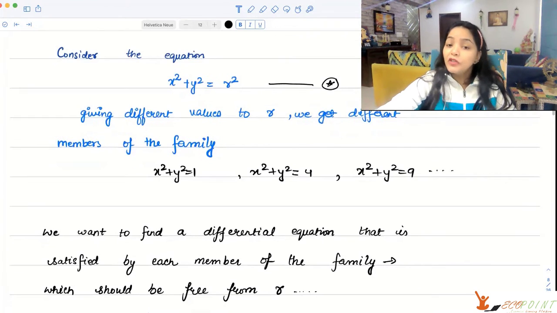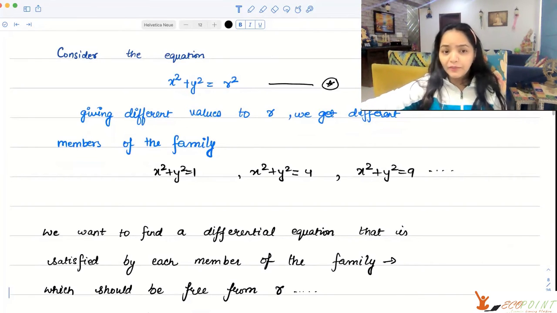Now we want to find a differential equation that is satisfied by each member of the family, because I'm talking about a general kind of differential equation here, right? If you want each member of the family to satisfy it, a differential equation is just an equation which includes derivatives. So what kind of equation will the members of this family, which are basically circles, each satisfy, that differential equation.